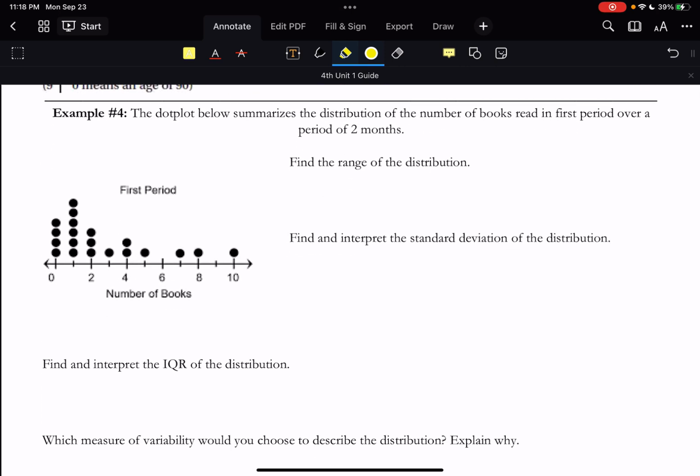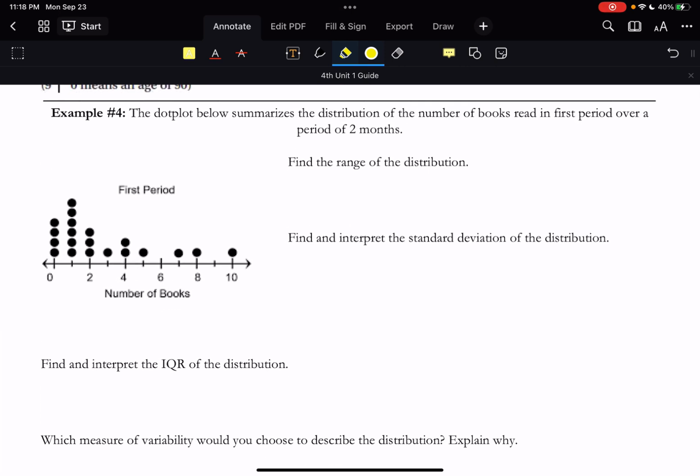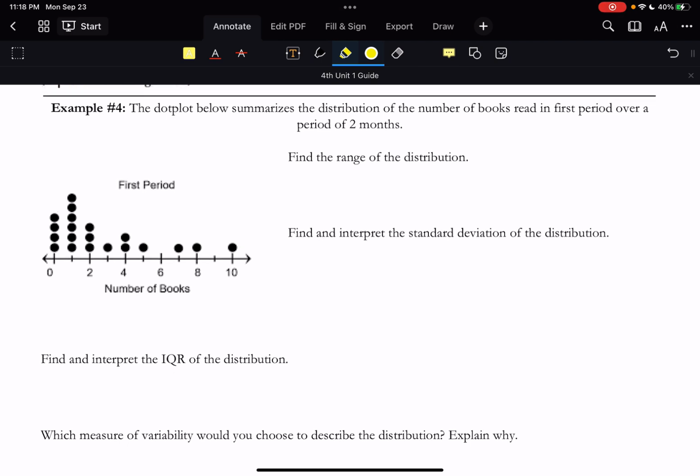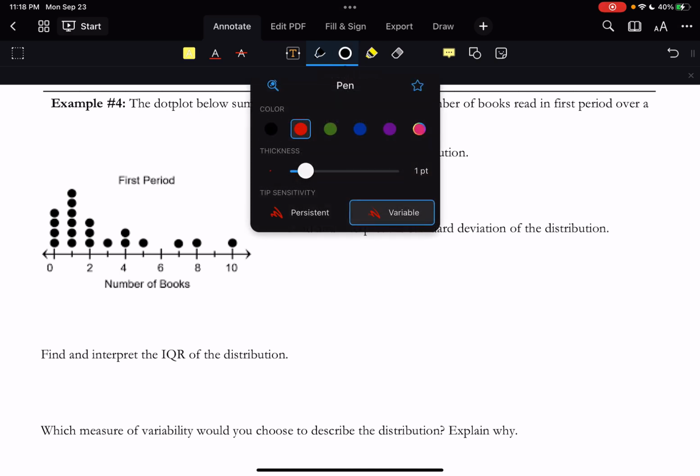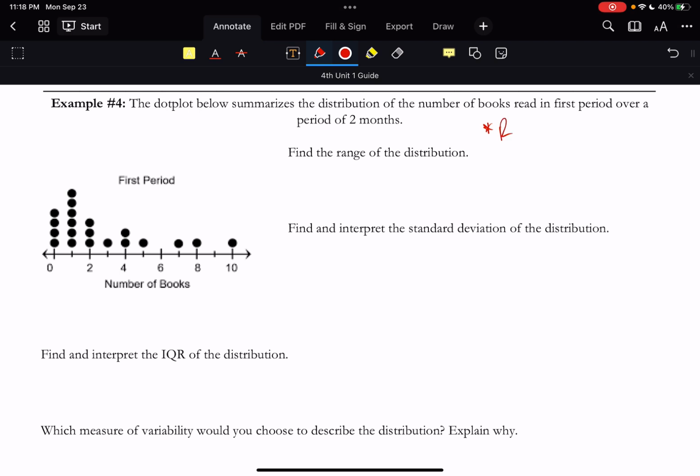Okay. All right, last one. The dot plot summarizes the distribution of the number of books read in first period over a period of 2 months. So first I want to find the range of the distribution. Again, we know range is max minus min. So my maximum number of books read is 10. My minimum is 0. So 10 minus 0 gets me a range of 10.